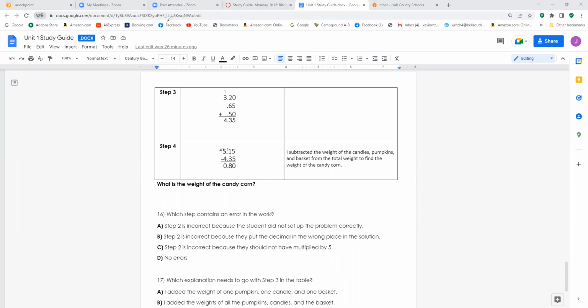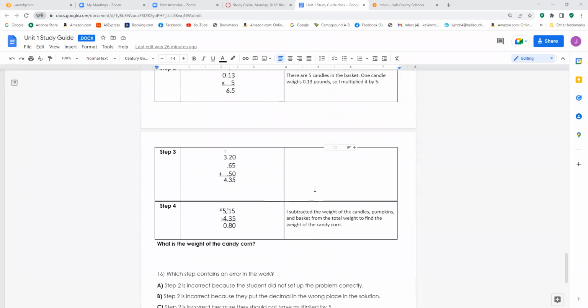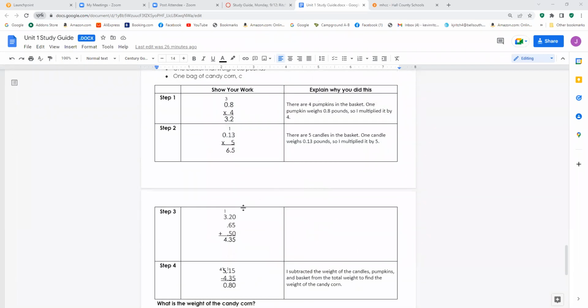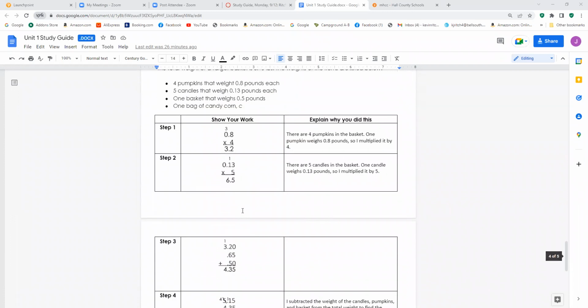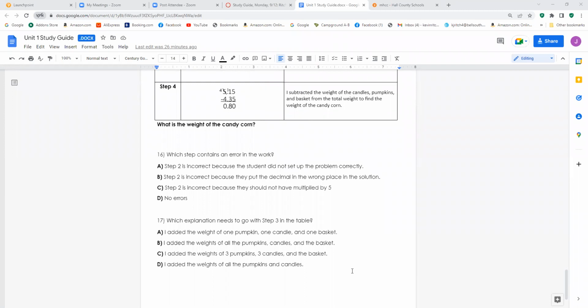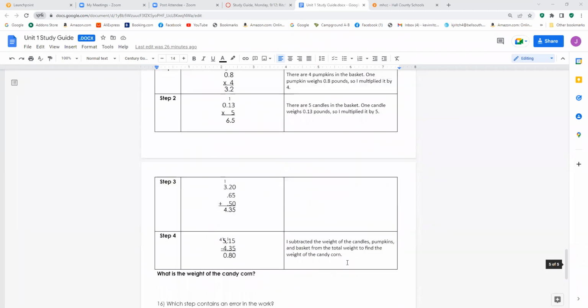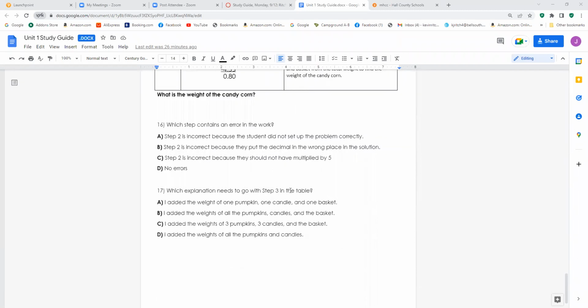Number 17 says, which explanation needs to go with step 3? So on step 3, they took the total number, the weight of the pumpkins, plus the correct weight of the candles, and they added the weight of the basket. So that's what step 3 should say. So let's look at our choices. I added the weight of 1 pumpkin. Nope, we have 4 pumpkins. So A is not right.